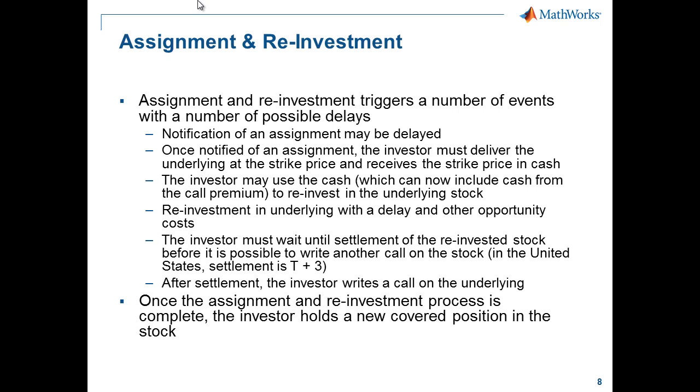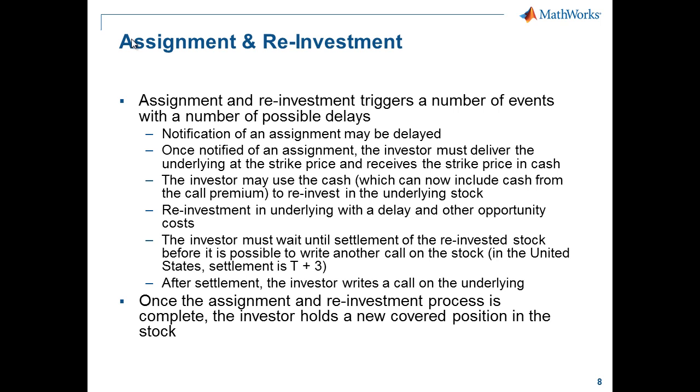In the large mutual funds in the 1980s, a lot of them got in trouble because of this, because they had such huge positions that would get assigned. It would take them as much as a week to get back into their position, and the costs were just horrific. Finally, the investor has to wait for the stock to settle. In the U.S., that takes 3 days. You can't write another call until the settlement occurs, and so it's only after settlement that you can write another call on the underlying. Once this whole process is complete, then what happens is you're in a new covered position in the stock.